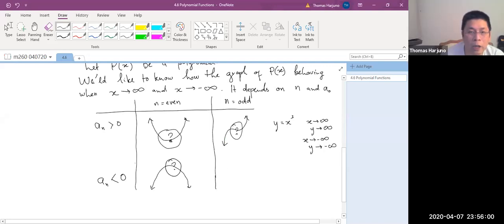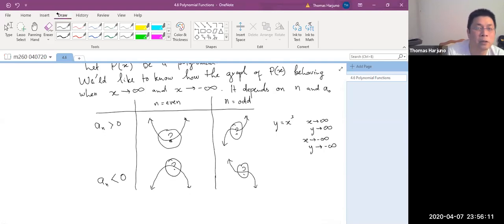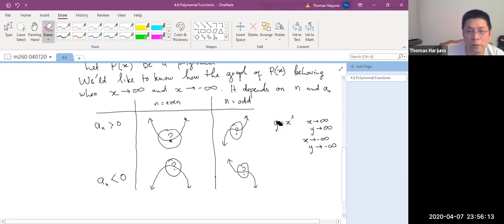Now, when the leading coefficient is negative, you basically make it upside down. Which means if I go very far to the left, the value of y will be positive infinity. When I go very far to the right, it will be negative infinity.